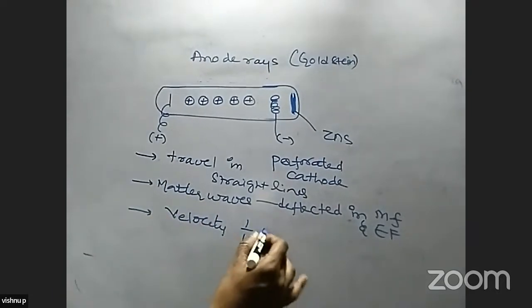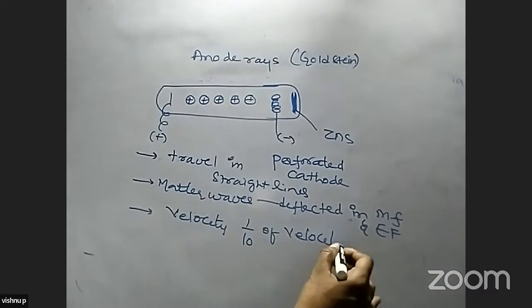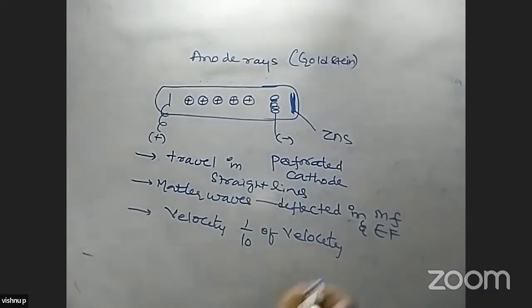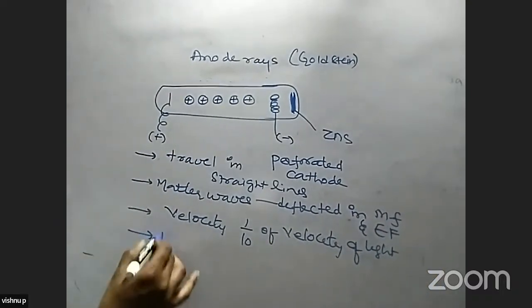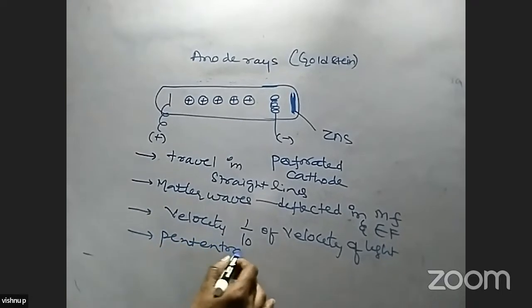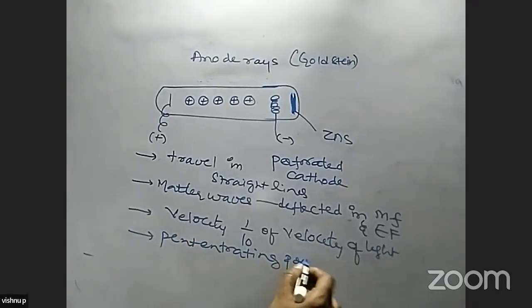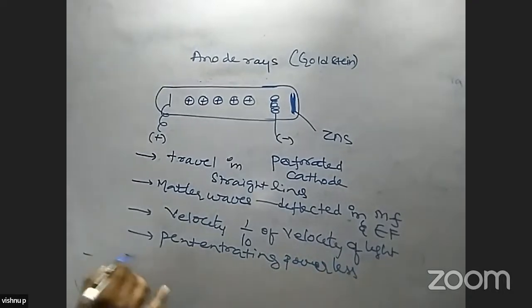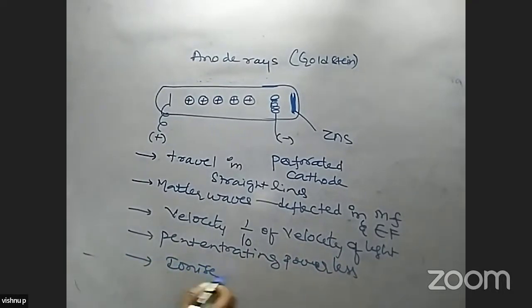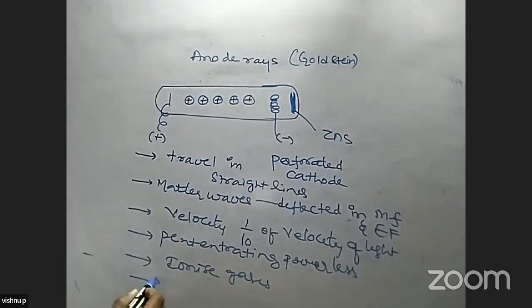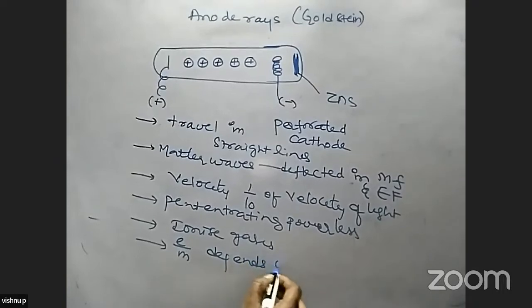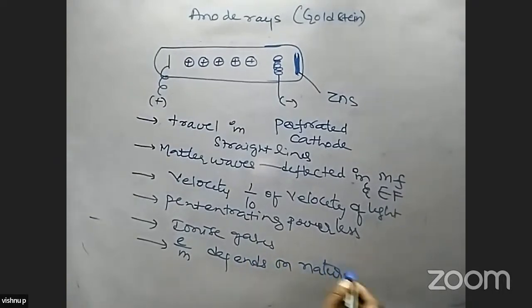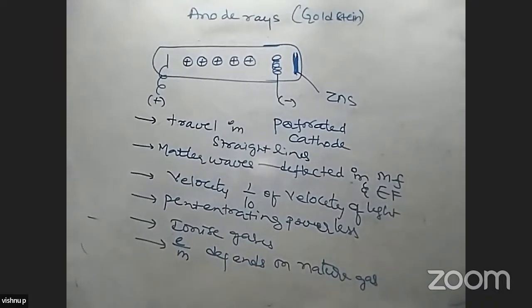The velocity is 1 by 10th of the velocity of light, because these are more massive particles. So anode ray velocity is 1 by 10 compared to the velocity of light, and compared to cathode rays, penetrating power is less, and these rays also ionize gases. And one more property, E by M value depends on the nature of the gas used in that discharge tube.